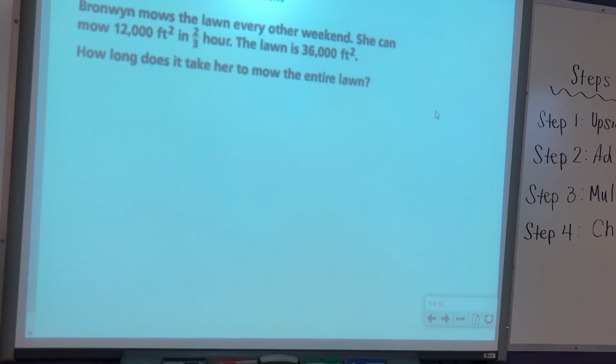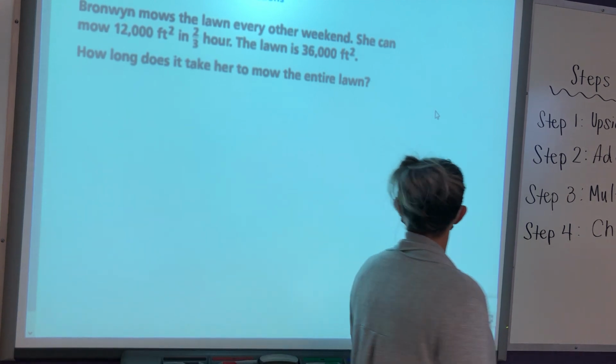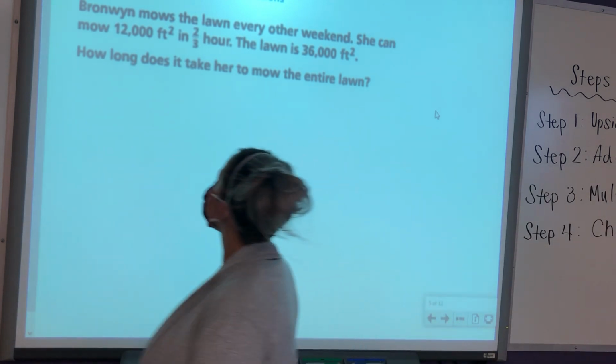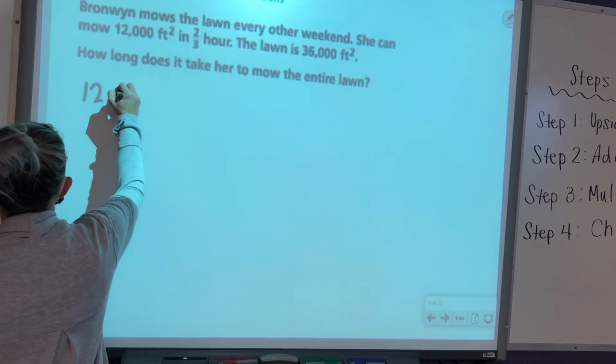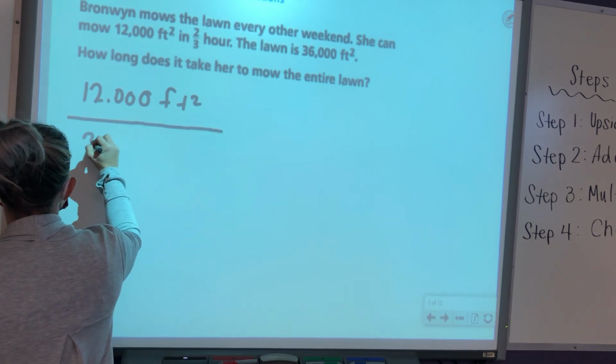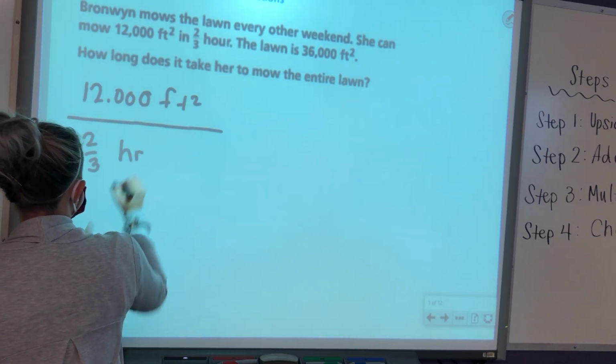All right. Bronwyn mows the lawn every other weekend. She can mow 12,000 feet squared in 2/3 of an hour. The lawn is 36,000 feet squared. How long does it take her to mow the entire lawn? Okay, so her rate is 12,000 feet squared in 2/3 of an hour, right?